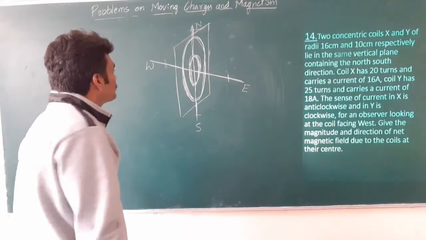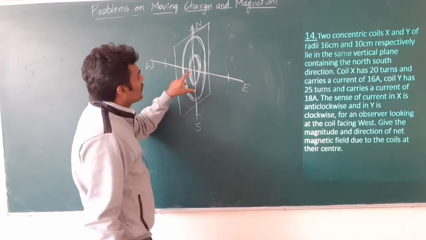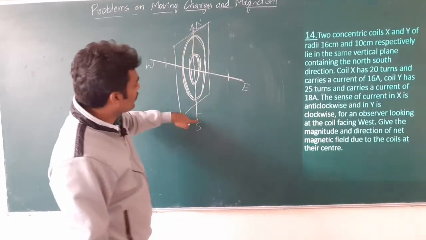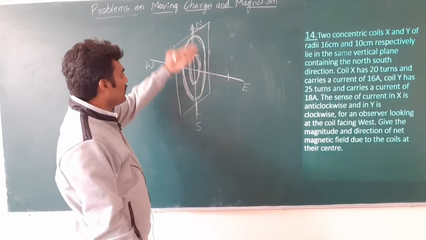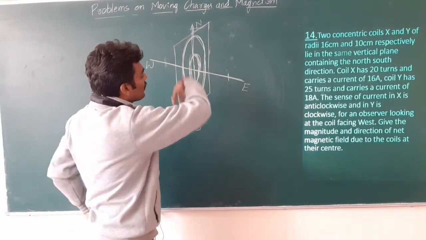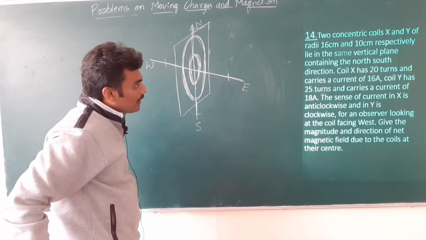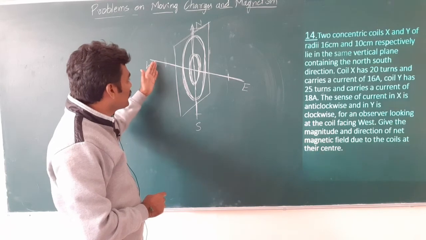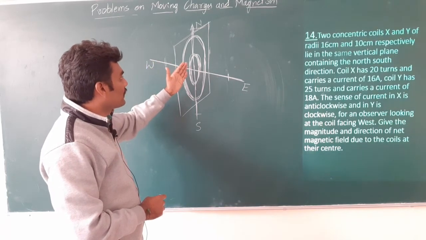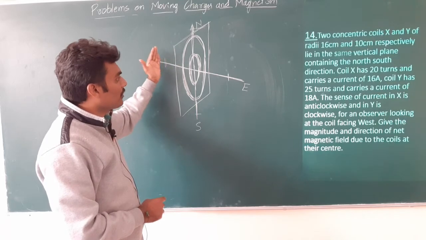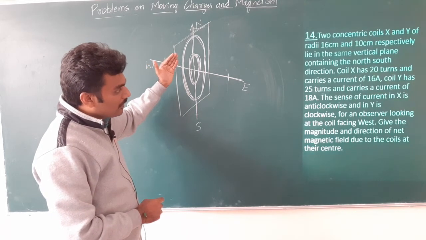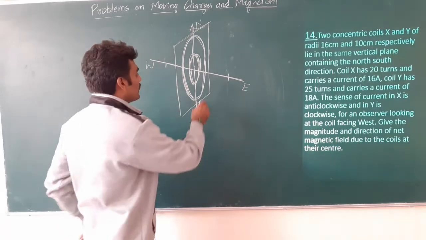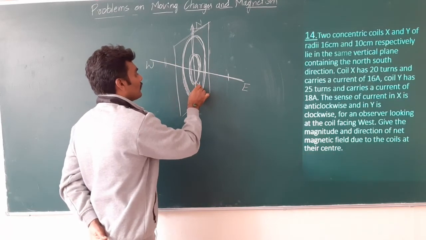Okay, I have given my best in the drawing. Look at this. This is the plane containing north and south direction, right? And this plane has two concentric coils of radius 16 centimeter and 10 centimeter. Now, for a person looking at this arrangement from west, from here, it looks like the sense of current in coil X, which is the bigger one. Okay, this is coil X and this is coil Y.